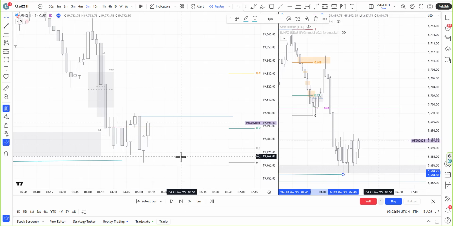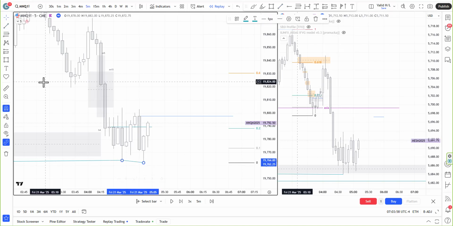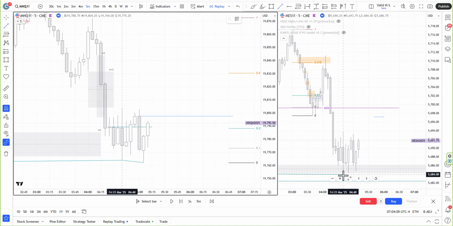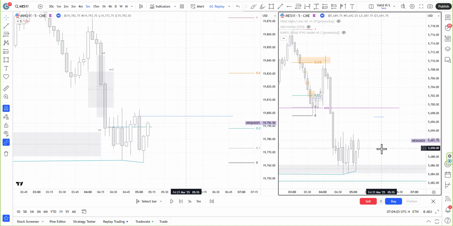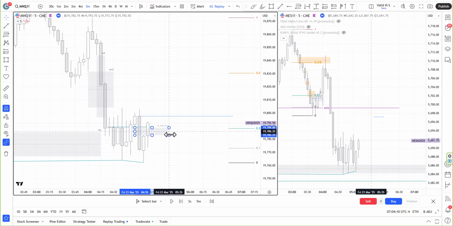So what you can see now is that we create a lower time frame SMT. So we have a lower low for NQ and a higher low for ES. So that adds to the confluence of the forever model. What we also see is that we create a 5-minute gap here.